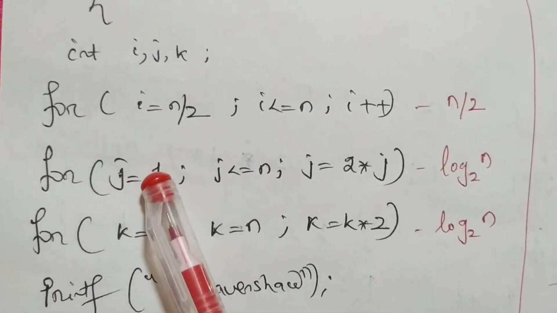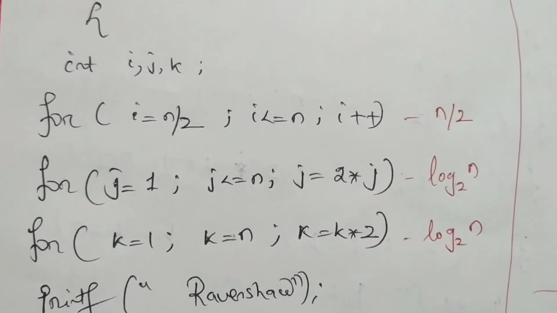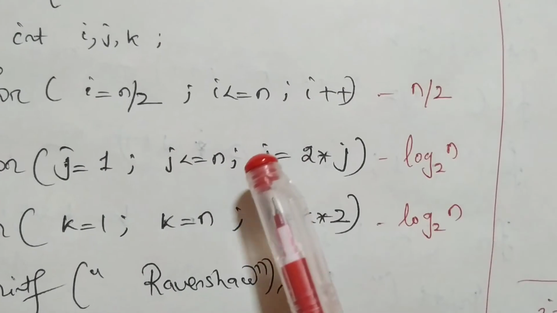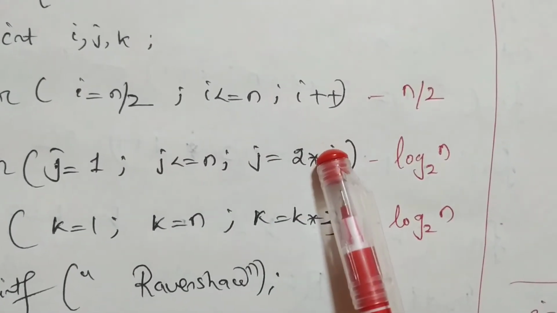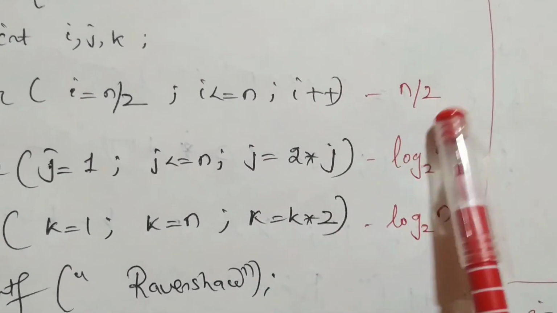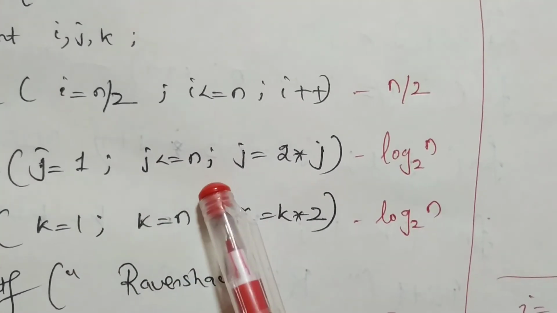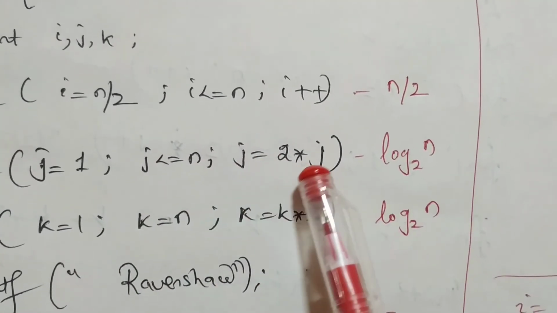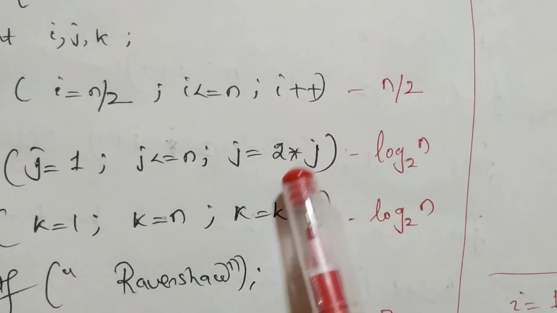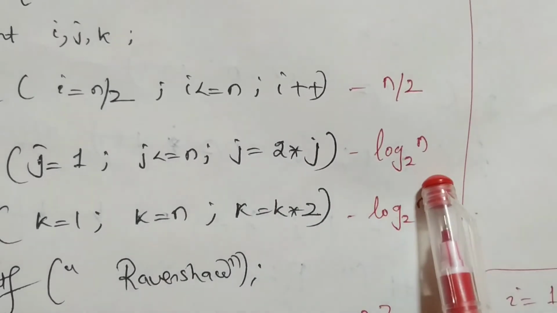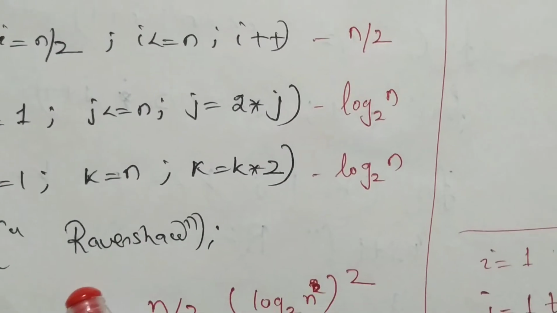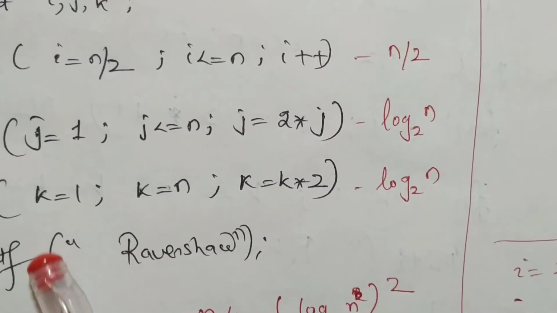Now we will see this. Here we have taken i value as n by k2, and i less than or equal to n, then i will increase. So it will execute n by k2 times in total. Then j = 1, j less than or equal to n, j = 2 into j. Okay, so here it means log n. I want to discuss one thing here about why it is log n.